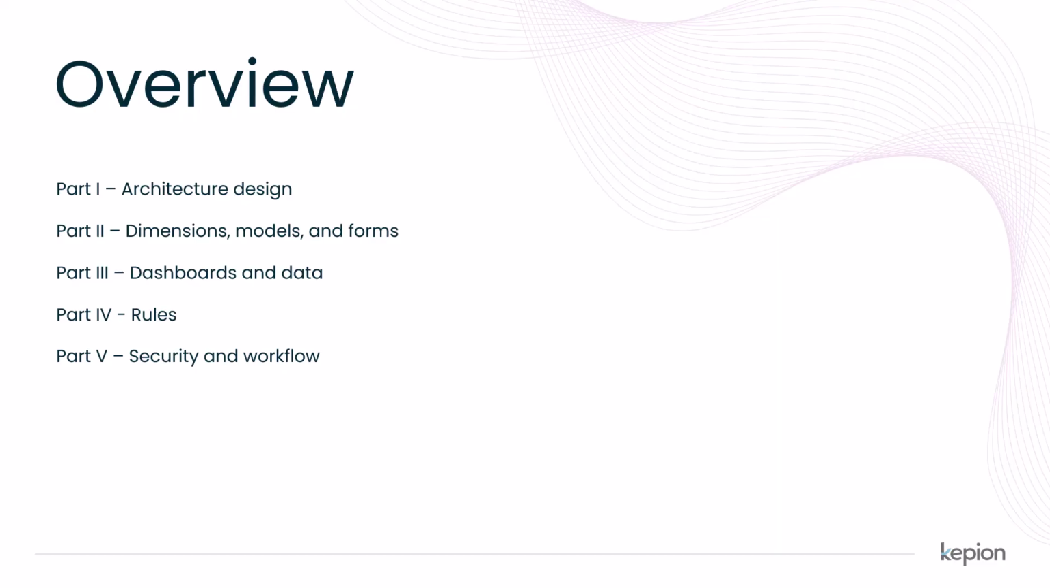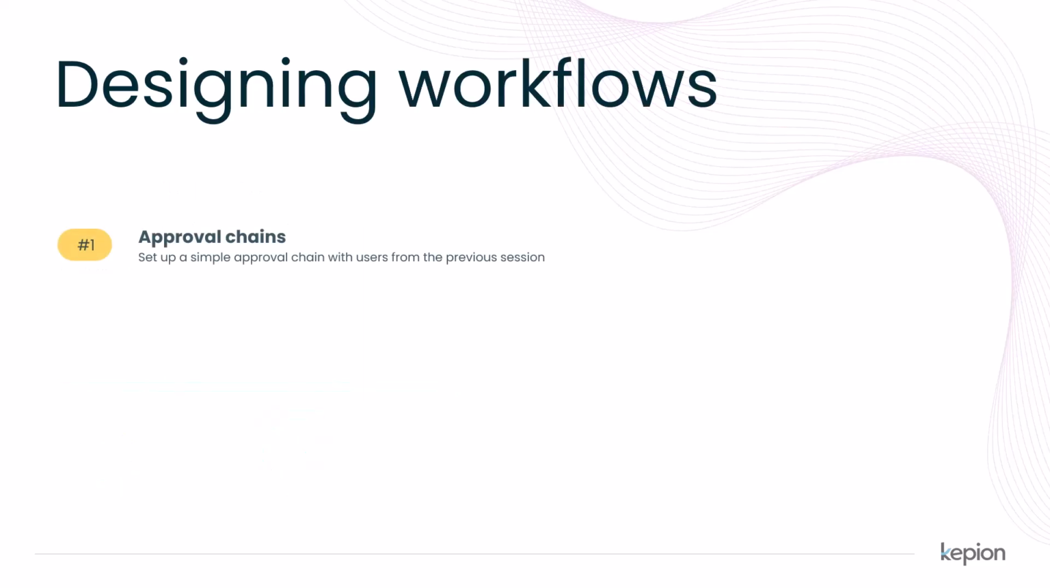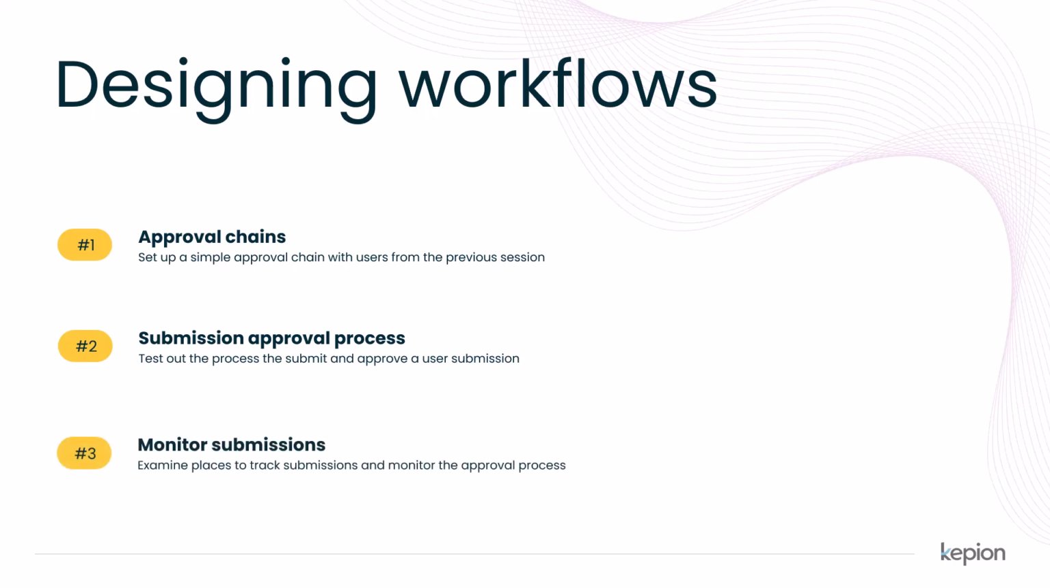In this final session, we'll design a workflow process to submit and approve user submissions. We'll begin by setting up a simple approval chain with the custom users we created in the previous session. Then we'll test out that approval process in the app. And lastly, we'll look at a few places where we can track submissions and monitor the approval process.